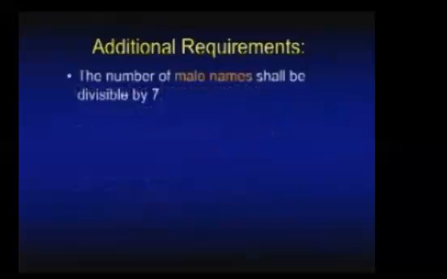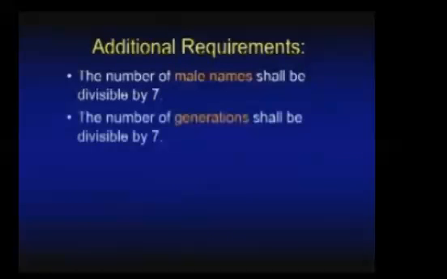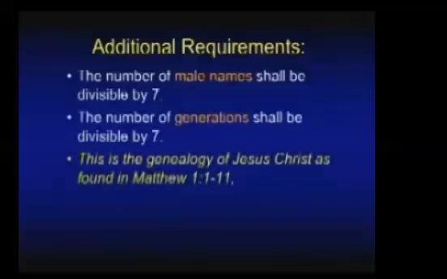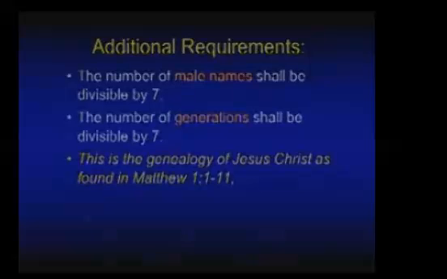So, the number of male names shall be divisible by 7. Number of generations shall be divisible. And you probably guessed what I'm doing here. This happens to be a description of the genealogy of Jesus Christ as found in the first 11 verses of the New Testament. Now, for you to try to replicate this even from fiction and using a computer is a challenge.